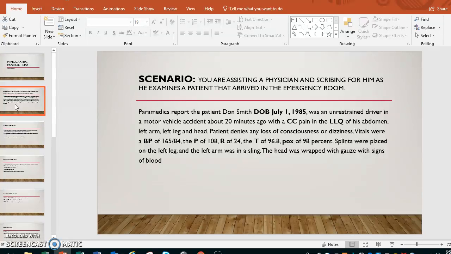Vitals were a BP of 165/84, a pulse of 108, a respiratory rate of 24, a temperature of 96.8, and a pulse ox reading of 98%. Splints were placed on the left leg. The left arm is in a sling and the head was wrapped with gauze with signs of blood.